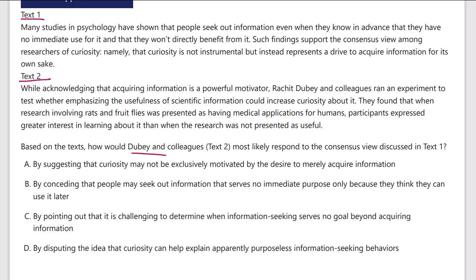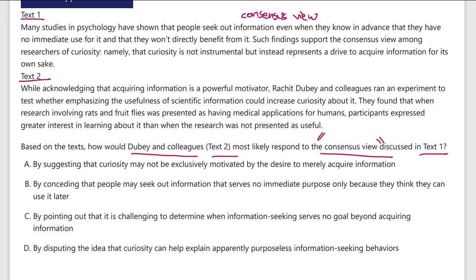How would Doobie and colleagues, text two, most likely respond to the consensus view in text one? So we want to know the consensus view. So let's figure out as we read text one, let's define that consensus view. It's often the case that your question's condition is more than just a conclusion, so you have some aspect of the text you need to figure out. So it's worth noting, even writing down. As you read it, you want to make sure you identify that condition, in this case, a consensus view, because that is what we want to use the next text to compare against.